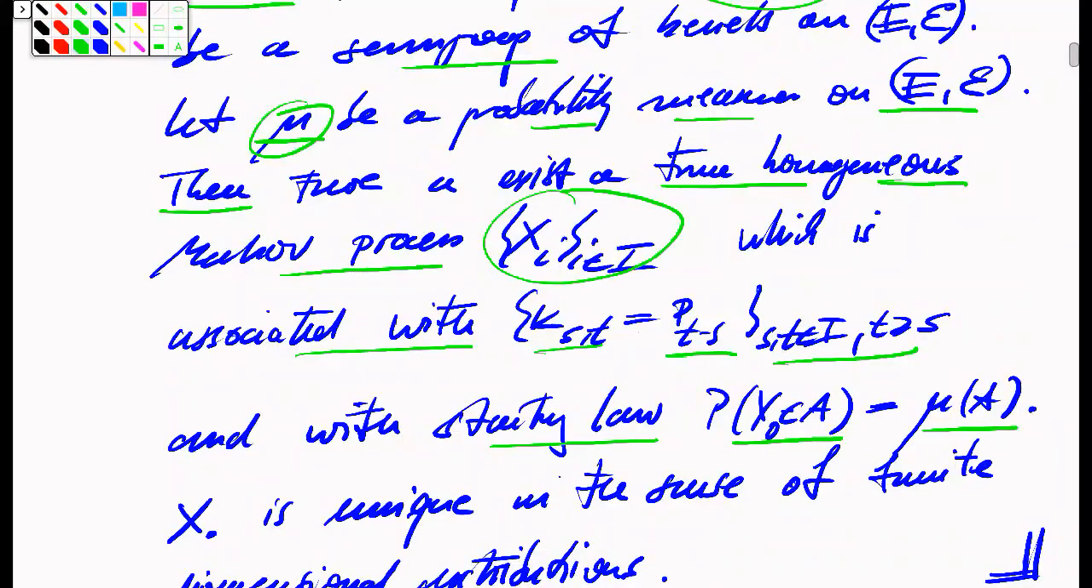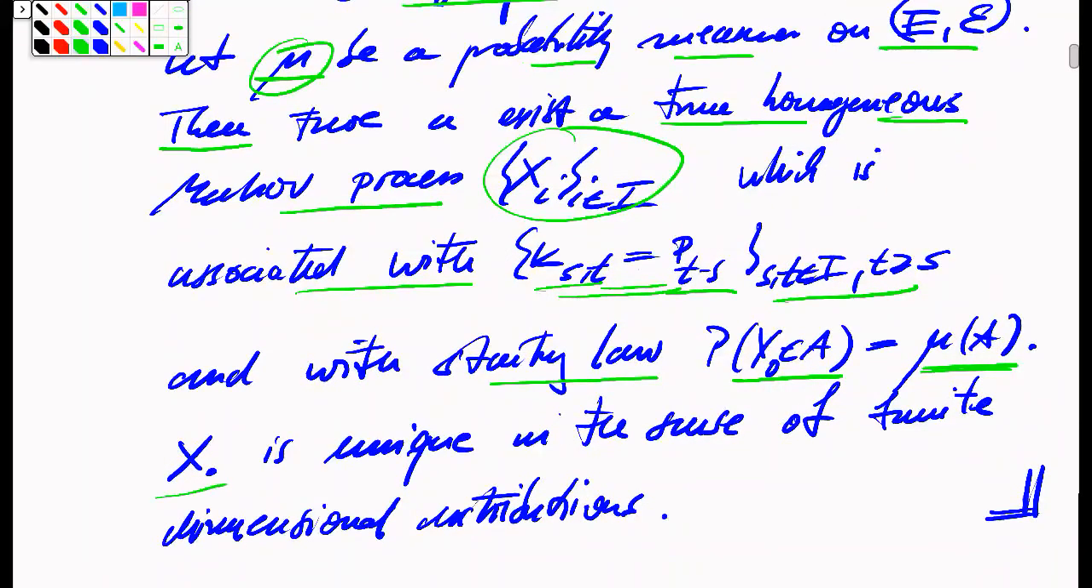which altogether generate a transition function in this way, then there is a stochastic process, a Markov process, which is time homogeneous and whose transition function is exactly given by this transition function induced from the kernels, where we have the choice or the freedom to make a certain choice regarding the initial distribution. And this process X is unique in the sense of finite dimensional distributions.